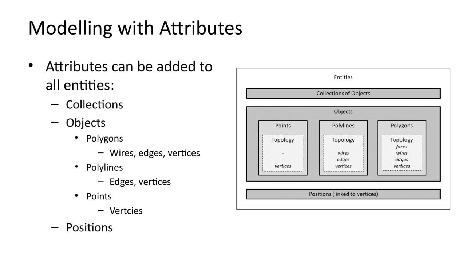In the Möbius model, geometric entities are organized into a hierarchical data structure. There are 3 main layers. At the top are collections of objects. In the middle are objects. And at the bottom are positions. The objects in the middle layer include points, polylines, and polygons. Each of these objects also has topological sub-entities inside them. Attributes can be added to any entities and sub-entities.